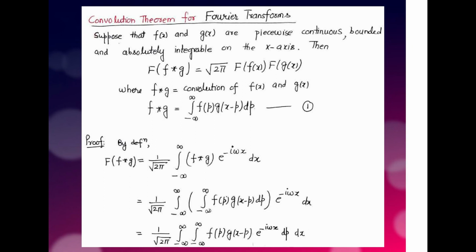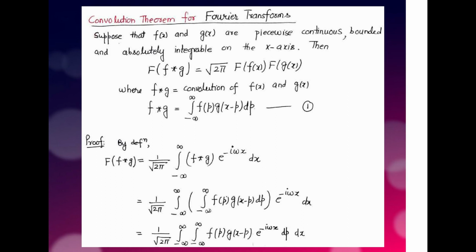To prove this result, we use the definition of Fourier transform, and there are three main steps. First step, write down the definition of Fourier transform. Substitute the value of convolution. Write down this one as a double integral. Second step, change the order of integration. Simplify. Third step is substitution, and then finally we have the result.